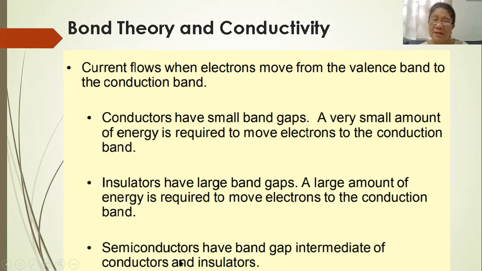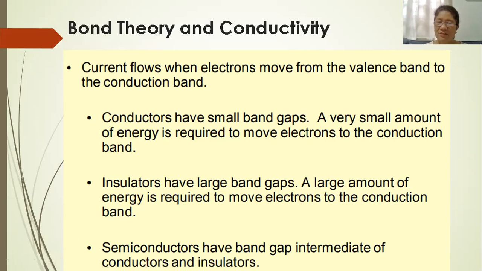How about semiconductors? The semiconductors are in between. Right? In between metal and non-metal. That is why they are so-called metalloids. They have an intermediate band gap. So it is in the middle. It is not large, and not small, in its band gap. So it is in between.